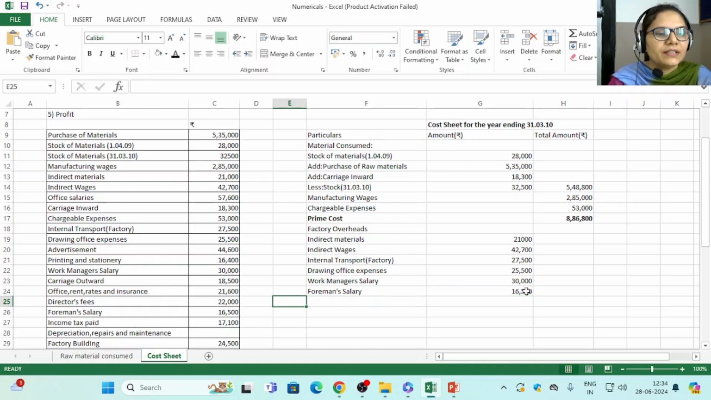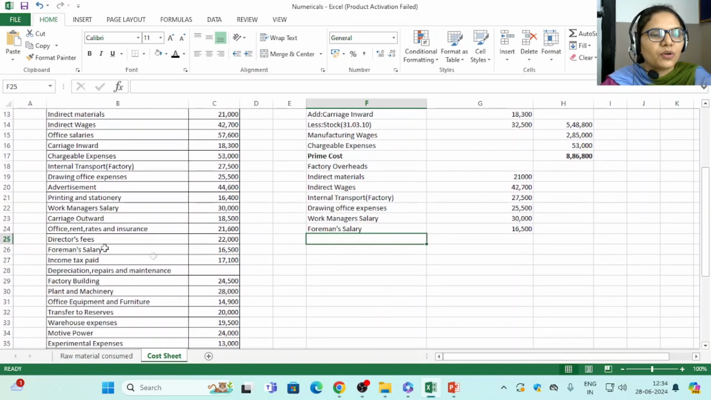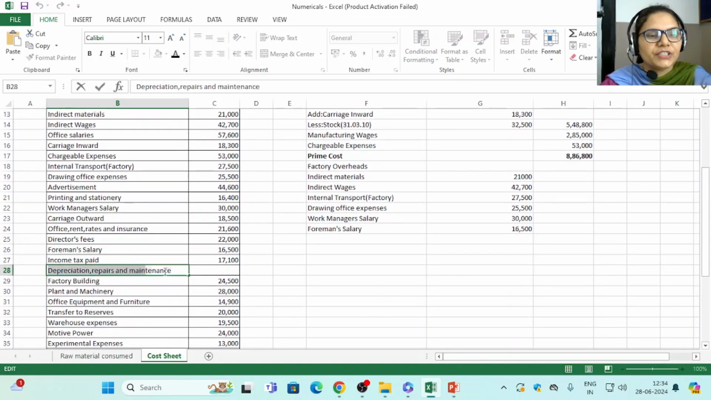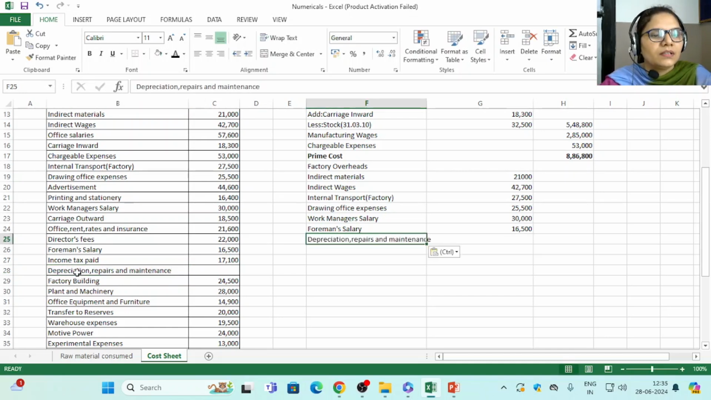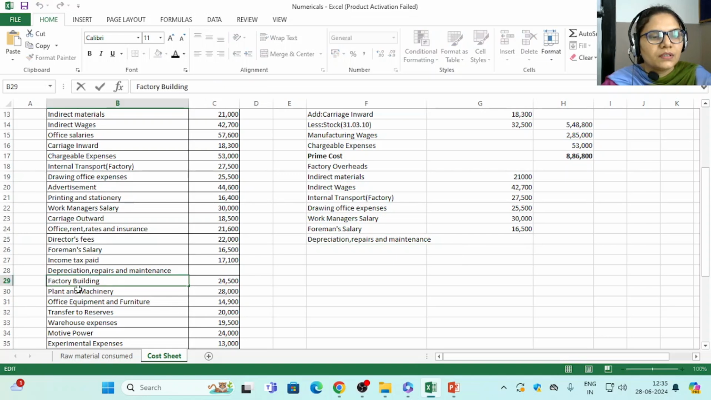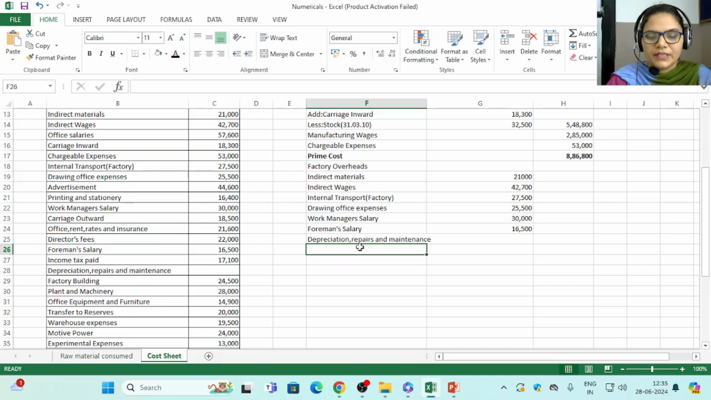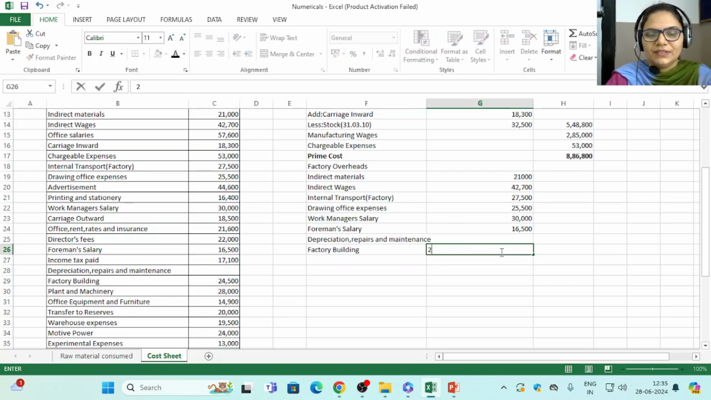Next, is there anything else we can include in factory overheads? It's depreciation, repairs and maintenance, of course. Under depreciation, it's the depreciation of factory building, which will be shown over here. It is of amount 24,500.